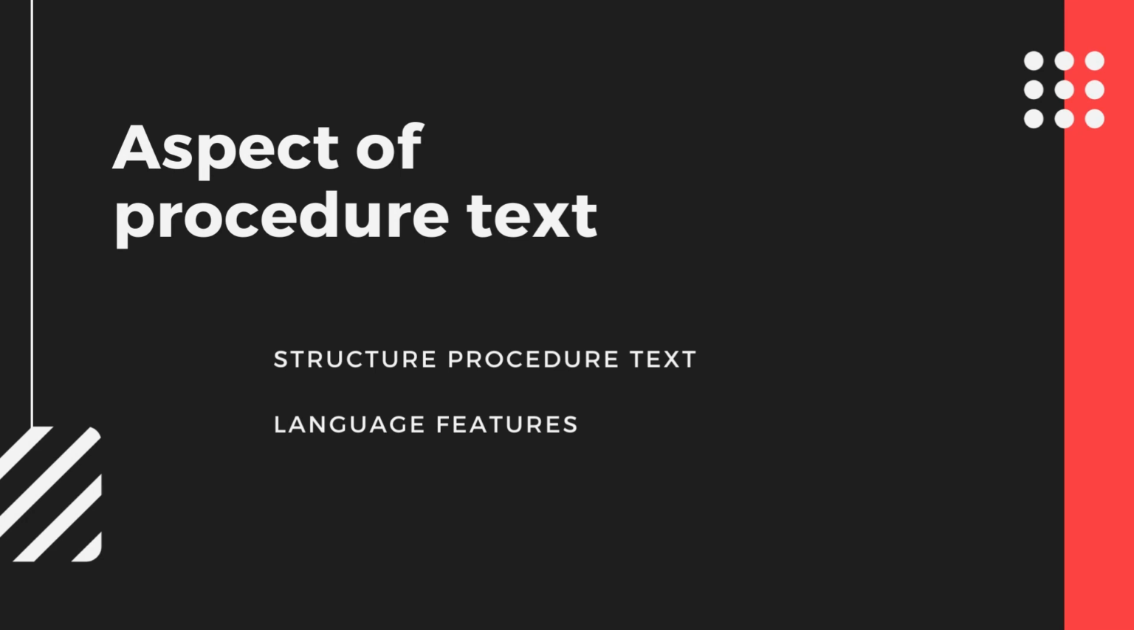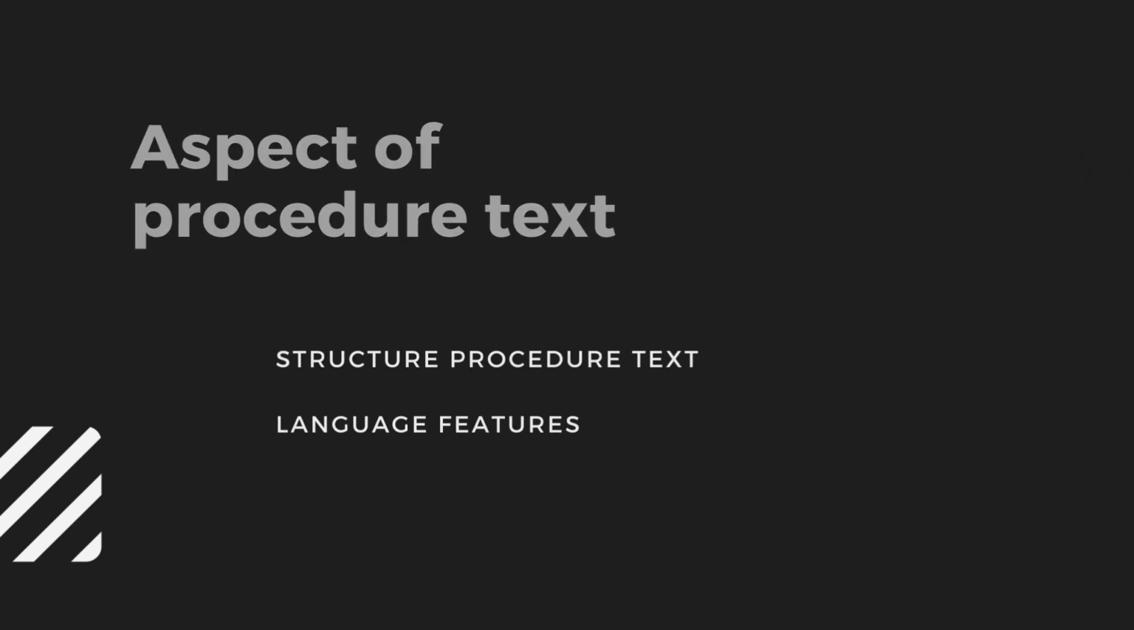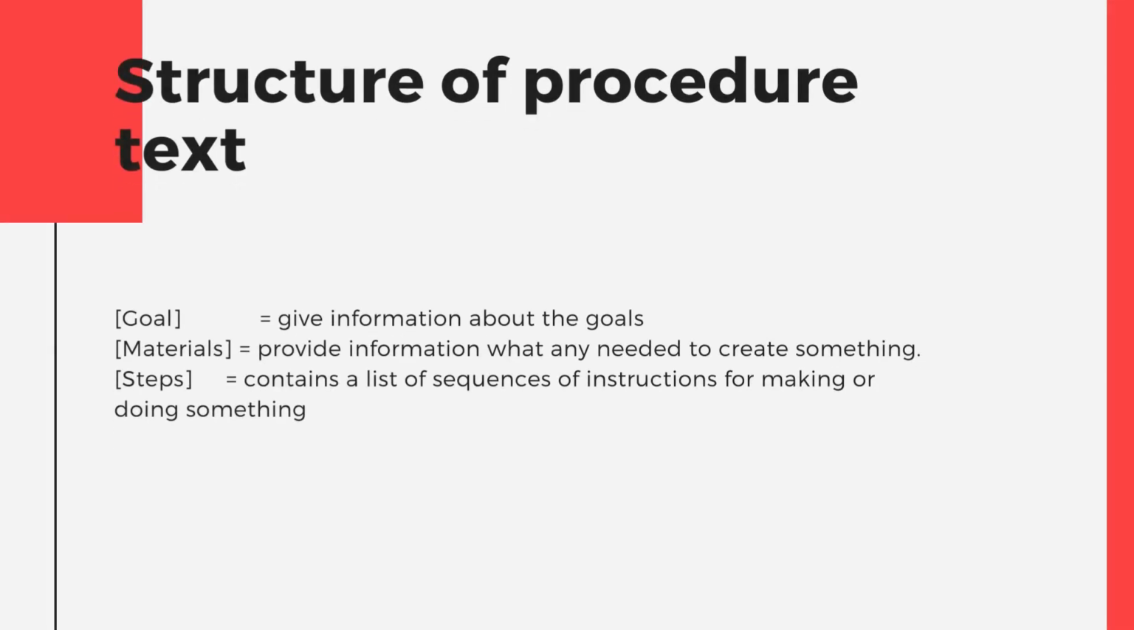Aspects of procedure text: procedure text has two aspects, structure and language features. Structure of procedure text. Goal: give information about the goals. Materials: provide information on what is needed to create something. Steps: contains a list or sequence of instructions for making or doing something.